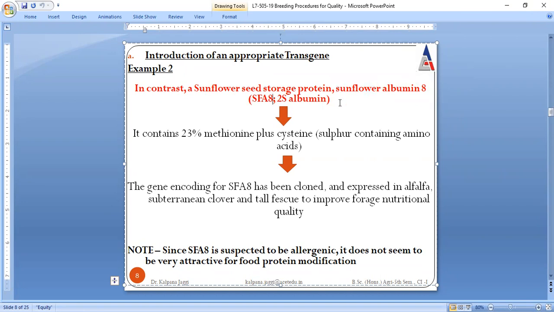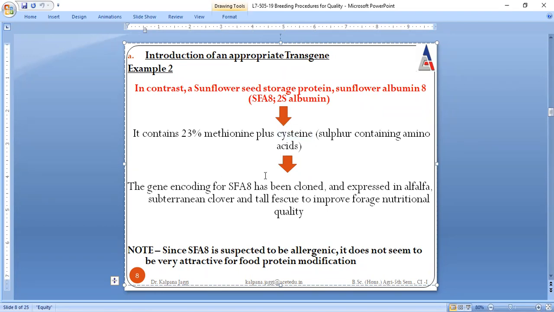Now, the one seed protein that we discussed earlier, that is vicilin, was having a low amount of sulfur containing amino acids, but it is rich in 7% lysine, and this is rich in 23% of the methionine, and plus there is also the presence of sulfur containing amino acid, and one of the sulfur containing amino acids is cysteine, right?